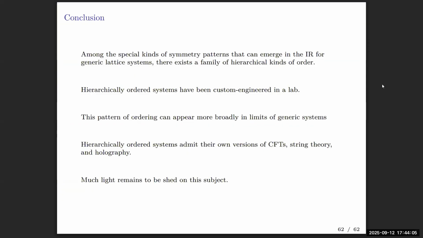All right, so with that, we've reached the conclusion. Here's the super brief upshot of the different facets we've witnessed today. There is this special kind of symmetry. In addition to the linear one, we have the hierarchical one, and they have been custom engineered in our lab. They can appear as limits of more broad, generic, more natural systems. They have their own versions of CFT, string theory, and holography, and not so much is known on this subject at present. And with that, thank you so much for listening.